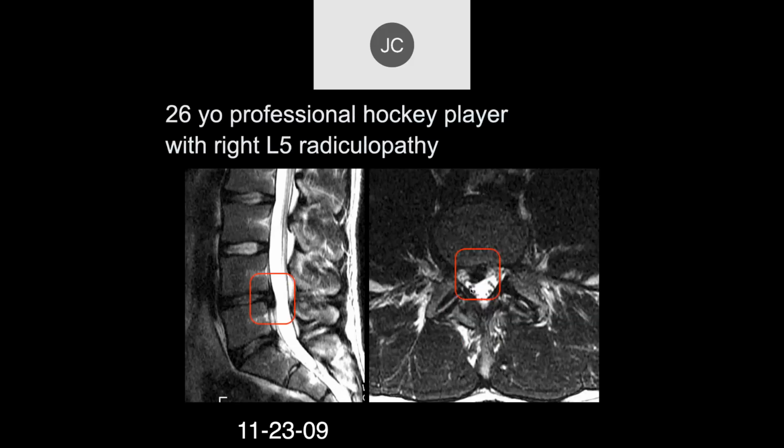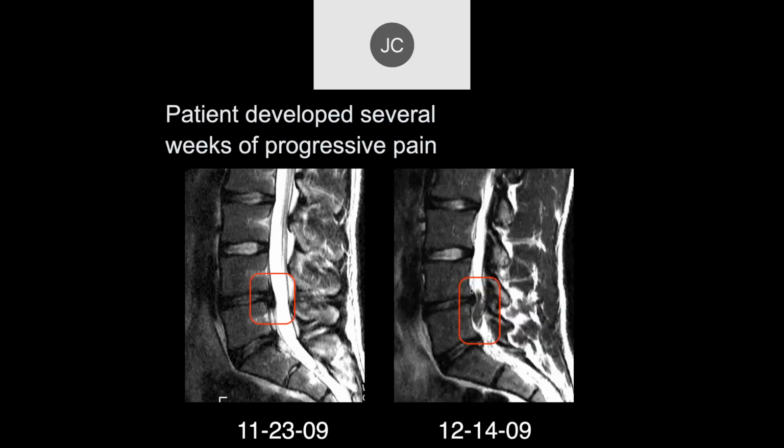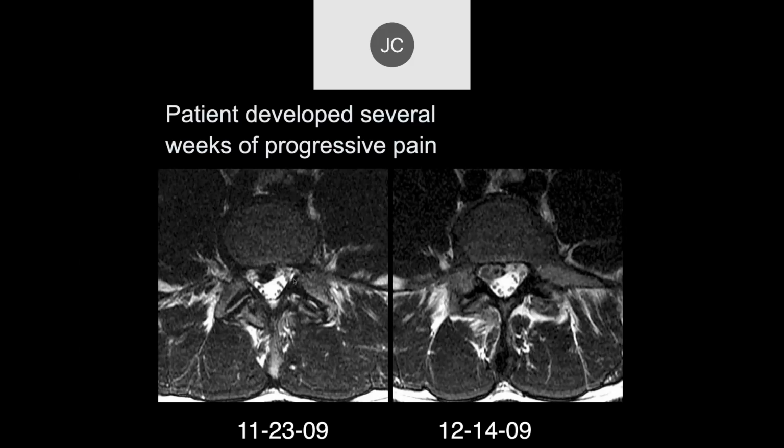Okay, so this is 11/23/09. He continued to try to play professional hockey, came back with severe pain where he couldn't play anymore, and this is what it looked like, just about 2 weeks later. It looks like he ended up sequestering that fragment. You can see there's a little bit more loss of height here. And now we can see the protrusion here, but the bulk of the extrusion we saw before is now a sequestered disc, separated there.